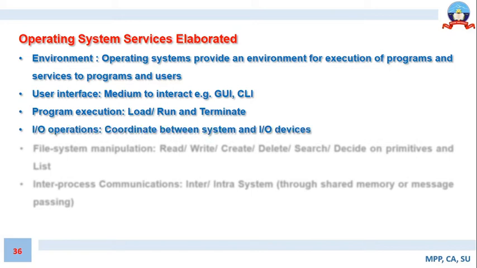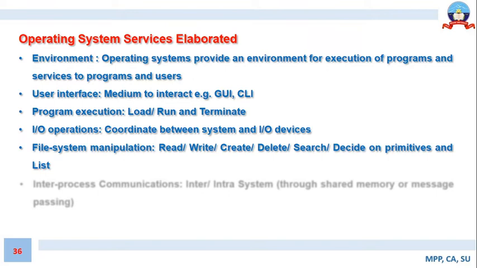Now IO operations. An operating system should be capable of establishing proper and coordinated communication between the various IO devices that are attached to it. Now next one is file system manipulation. Operating systems should be capable of enabling the user to perform read, write, create, delete, search, decide on the primitives of the file system and list the file system.